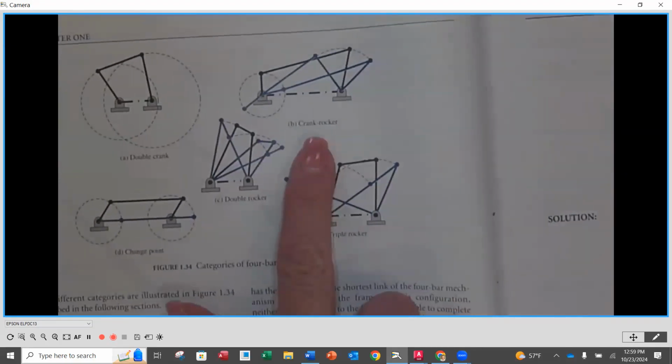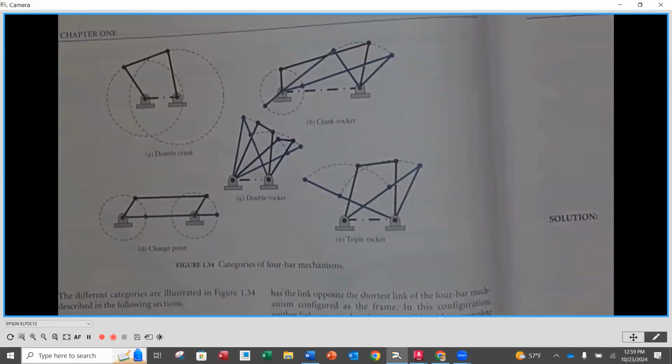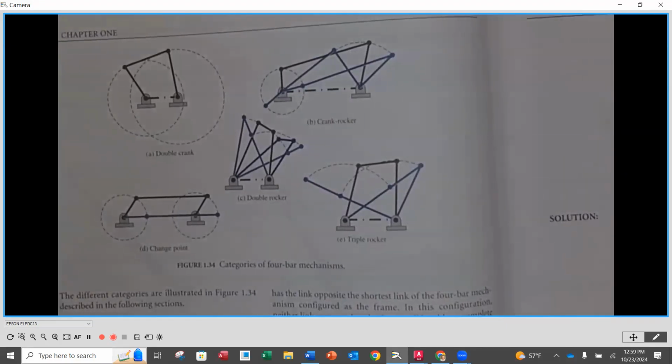The next one that we see here is a crank rocker. A crank rocker means that our input crank is going to go around a full circle, but the output is going to oscillate back and forth through a certain amount of degrees. Okay, so this means that they're not both going to go around in a full circle. Again, one is going to go around in a full circle. That's going to be the input, the crank, and then the output is going to oscillate instead.